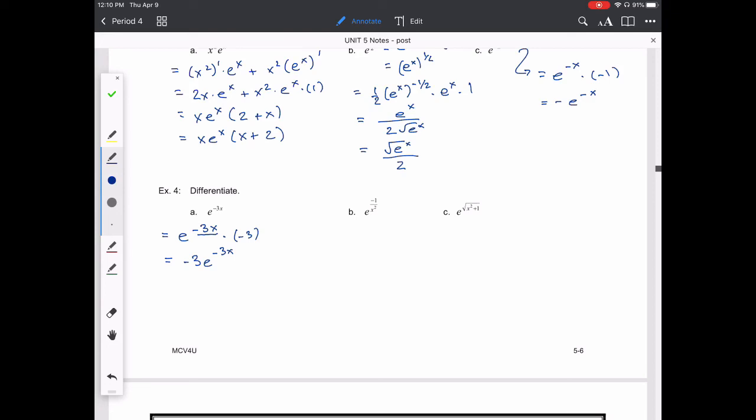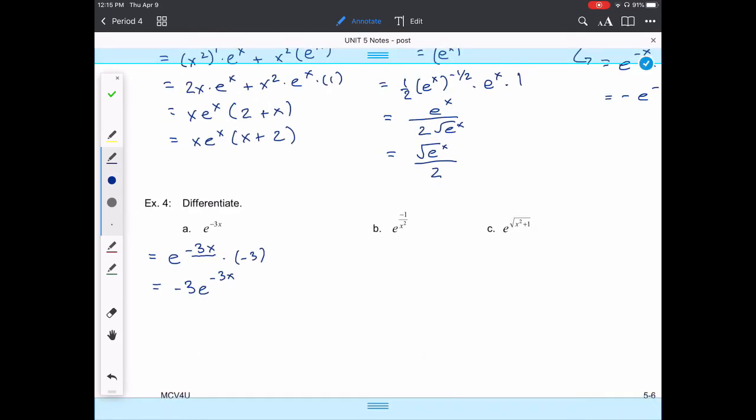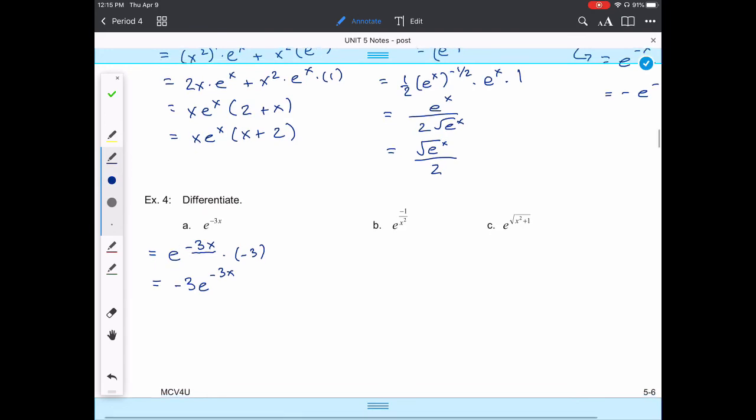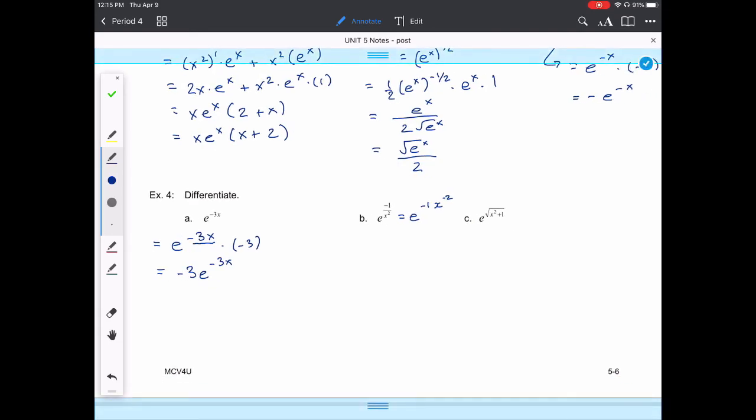The next two are more indicative of test type questions. So let's see how we do this one. I'm going to rewrite it slightly different so we can get a good visual. So in this case here, it's really the same thing as saying e to the exponent of negative 1 times x to the negative 2. So if I take its derivative now, what we're going to have is something like this.